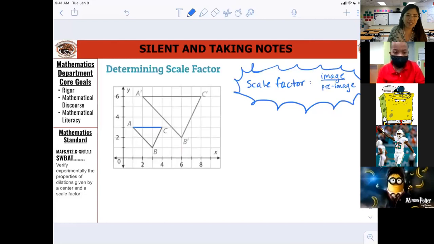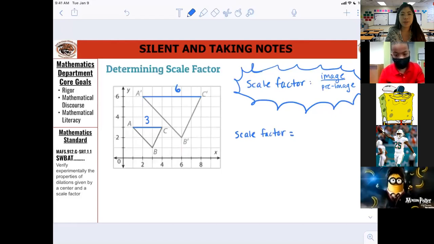How long is AC? AC looks like 3, right? Freaking 3. What about A prime, C prime? 6. Wait a minute. That's 5. I'm dumb.